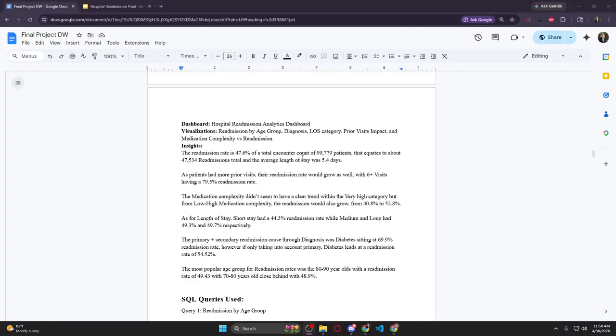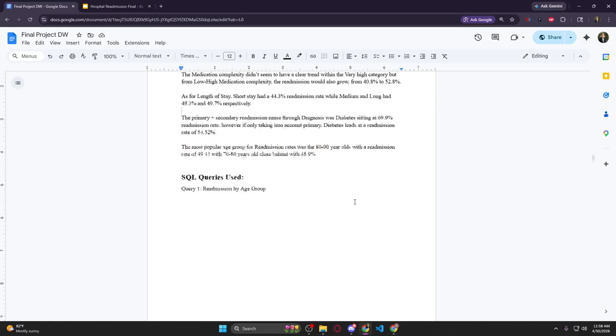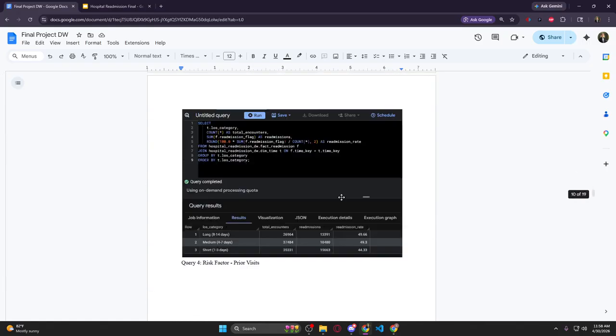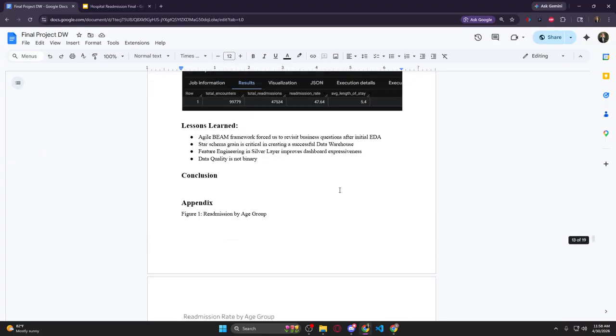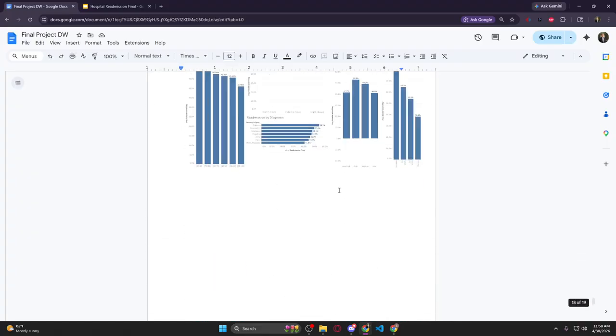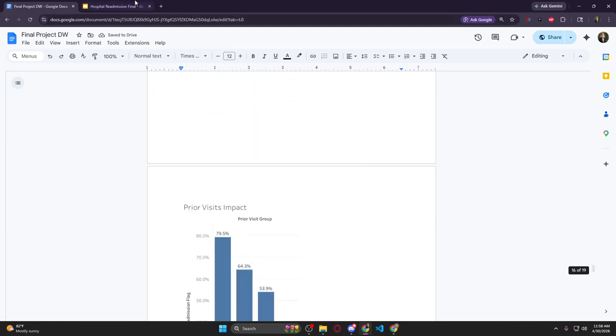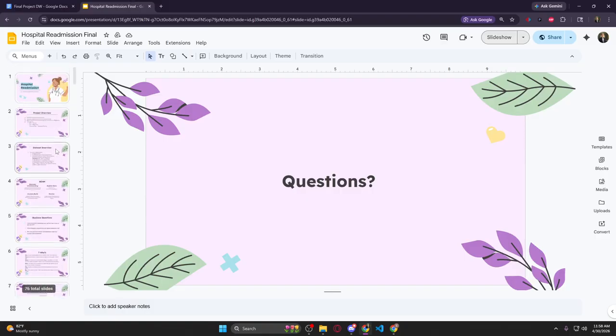So this is the dashboard, and these are the insights, the main insights, as I've gone over today. And then these are all the queries we used, and then we also got the pictures and our reference, where the data set came from. There we go. But yes, thank you for listening to my presentation on hospital readmission analysis using Python, Tableau, and BigQuery.